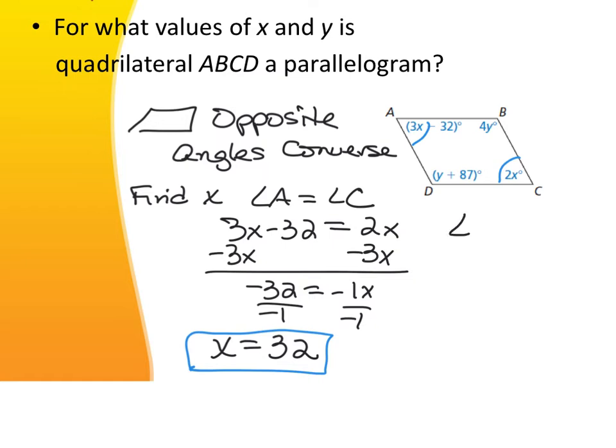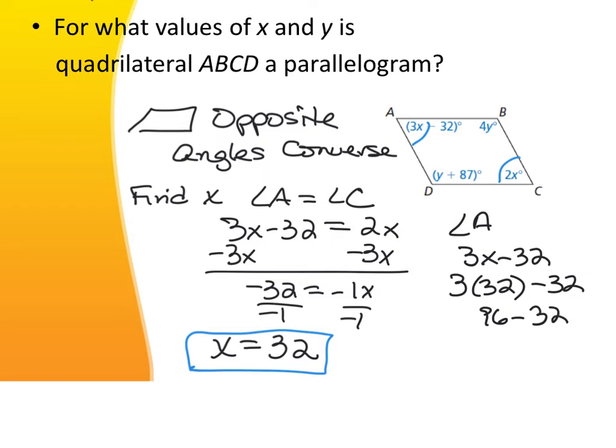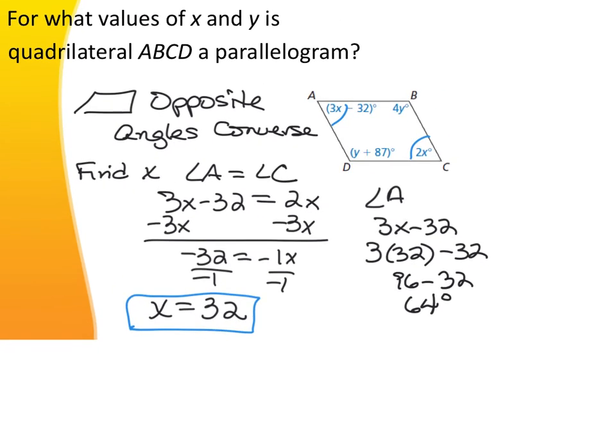If they ask for angle A, we would be doing 3x minus 32. Replace x with 32, and then now solve the problem. 3 times 32 is 96. 96 minus 32 is 64 degrees. If I wanted to find angle C, 2 times x, 2 times 32 is 64. Again, remember these were congruent angles, so I should be getting the same answer.